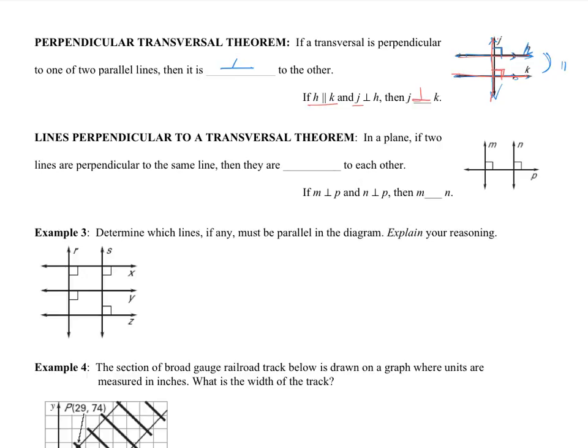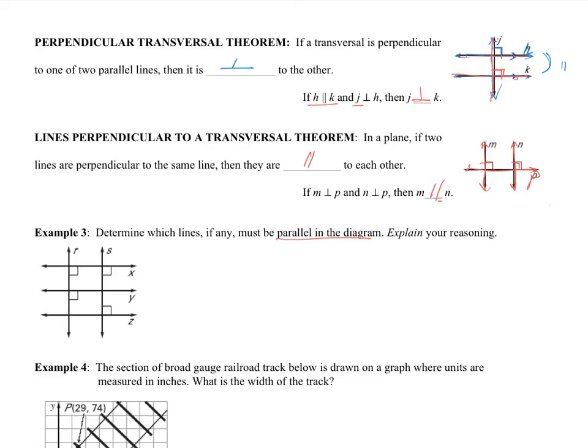Now for the next theorem, the lines perpendicular to a transversal theorem. It states that in a plane, if two lines, M and N, are perpendicular to the same line P, then they are said to be parallel to each other. So I'm going to write parallel here. In example 3, determine which lines, if any, must be parallel in the diagram. So we're going to use the two above theorems to help us.